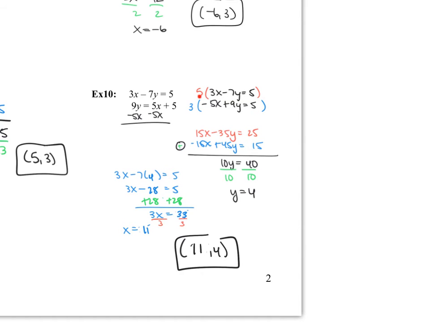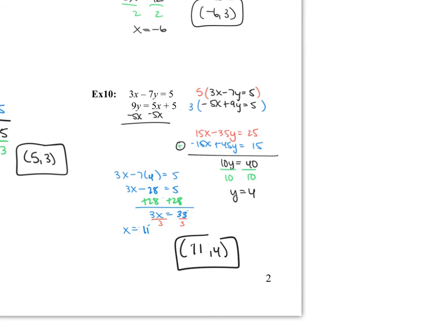I multiplied the top equation by 5, knowing that this would make my coefficient of x 15, and multiplied the bottom equation by 3, knowing this would make my coefficient of x negative 15. I just had to make sure that when I multiplied by 5, I did it to every single piece, and when I multiplied by 3, I did it to every single piece. Then I added. 15 plus negative 15 cancel, negative 35 plus 45 became 10y, and 25 plus 15 became 40. Divided both sides by 10 to get a y coordinate of 4.